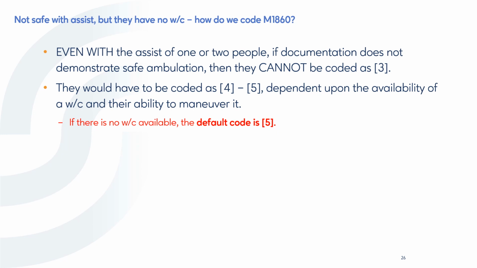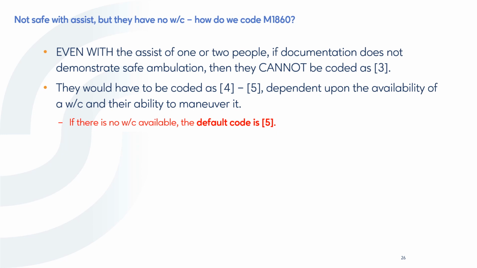So we say, even with the assistance of 1 or 2 people, if documentation does not demonstrate safe ambulation, they can't be coded as a 3, right? Because code 3 says with assistance, they are safe. You're like, well, wait, they're not. And this is the kind of patient that I've always referred to as, you want to call that dragulation or ambudrag, where the helpers are really doing all the work and the patient's just kind of going along for the ride.